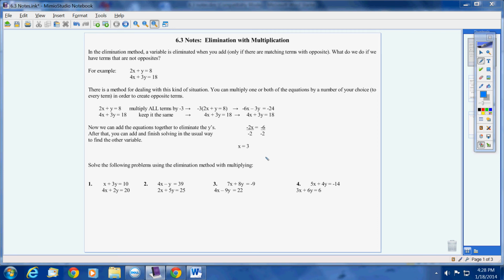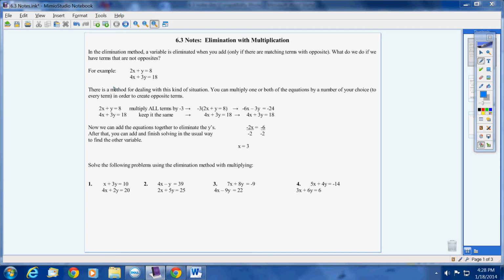Okay, today's notes are over 6.3, elimination with multiplication. We went over elimination last class period. In the elimination method, a variable is eliminated when you add the two equations together, only if there are matching terms with opposite signs. What do we do if we have terms that are not opposites, like 2x plus y equals 8 and 4x plus 3y equals 18?